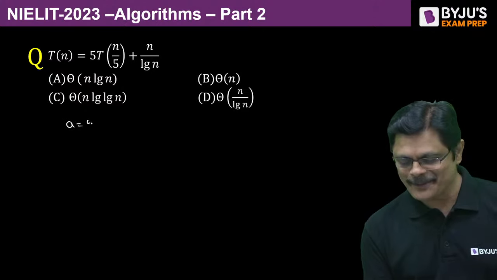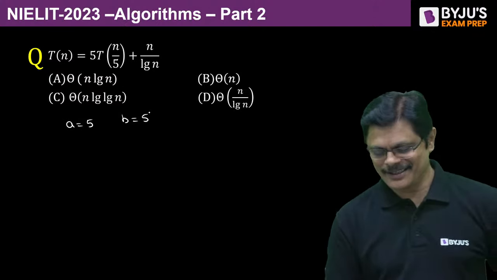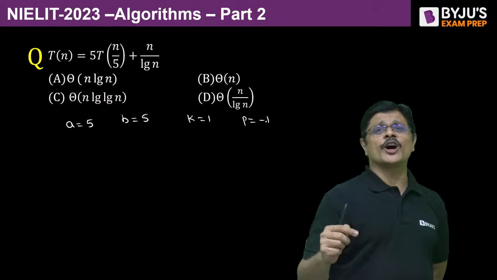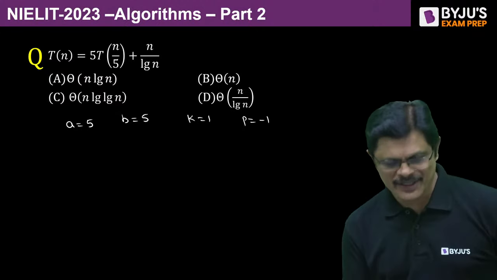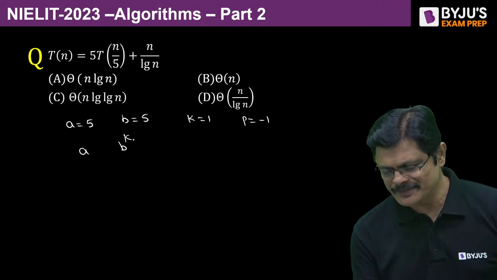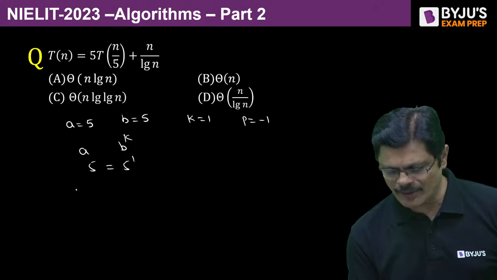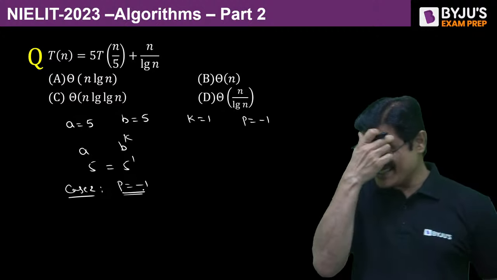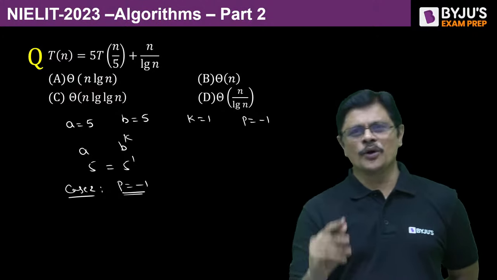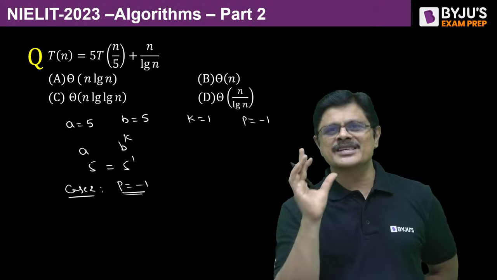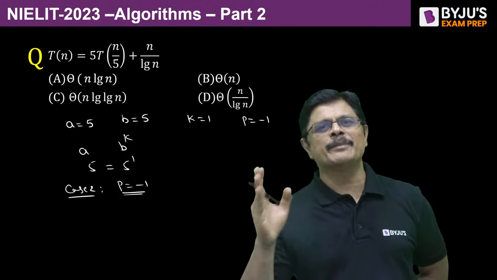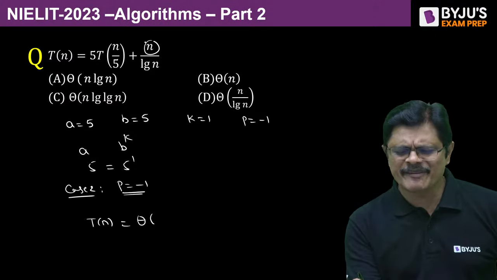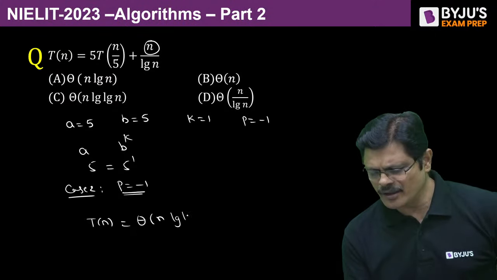A is equal to 5, B is equal to 5, K is 1, P is minus 1, because 1 by log n means log power minus 1. So P value is minus 1. Compare A with B power K. 5 is compared with 5 power 1, both are equal, case 2. In the case 2, P value minus 1 means second case. So you ignore the denominator portion, just that F(n), n power log A to the base B, has to be multiplied with log n. So T(n) will be n power log A to the base B, which is the same as n, into log n.